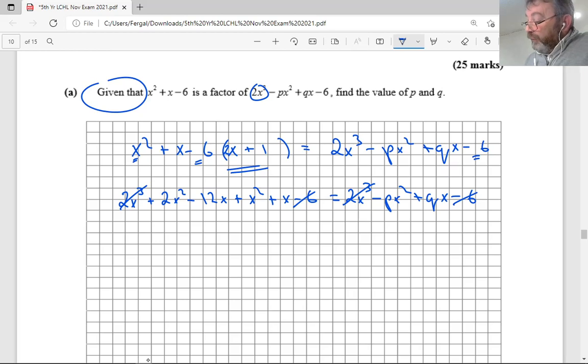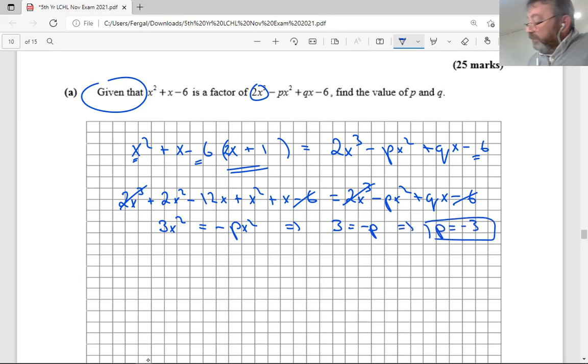So the answers are going to come from the x squared terms and the x terms. So what do I end up with? I end up with 3x squared over here is equal to minus px squared. Drop the x squareds. 3 is equal to minus p. Therefore, p is equal to minus 3.